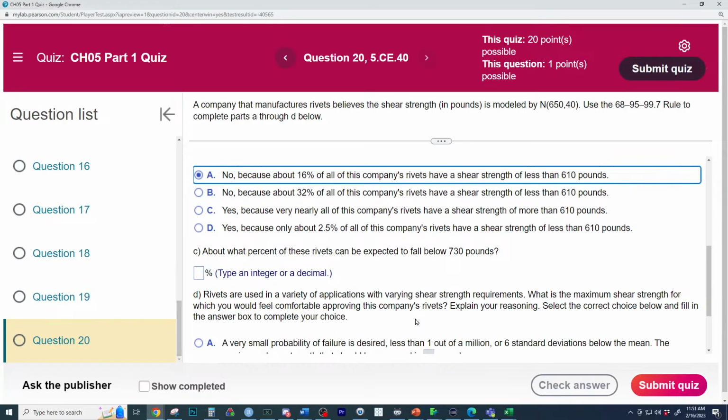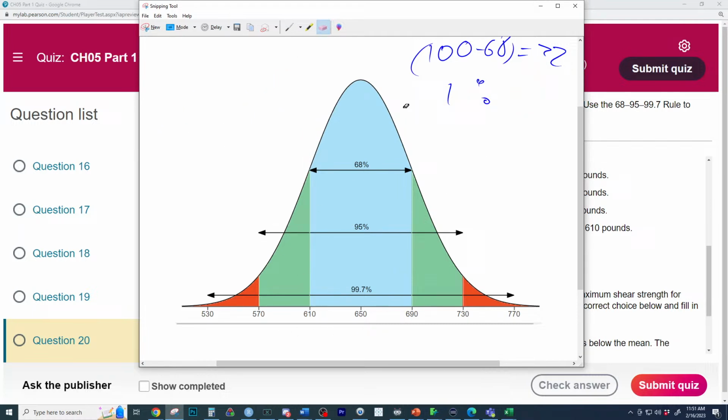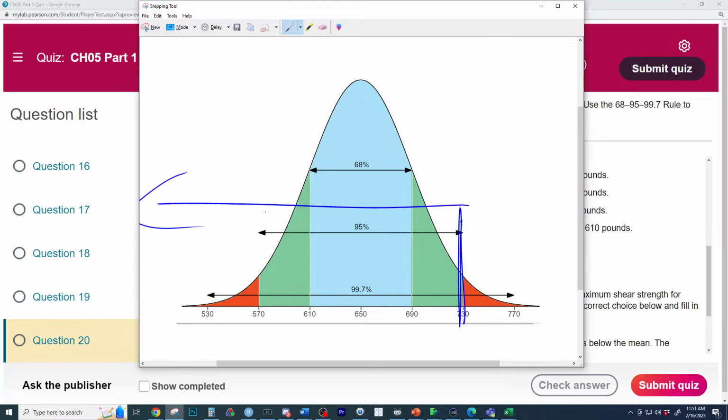What percent of rivets can be expected to be below 730? 730 has a z-score of 2. And once again, problems on the test will tell you to use the empirical rule. This problem is showing us the empirical rule, thus we should use it. Do not use the applets for this. Use the empirical rule.